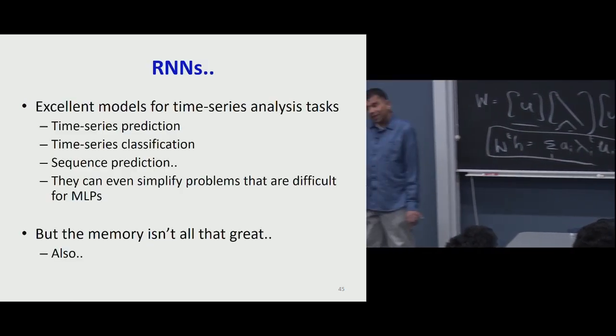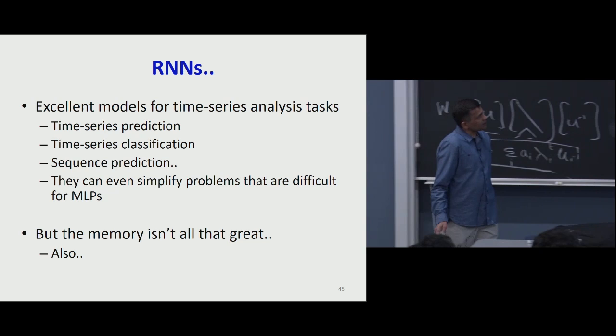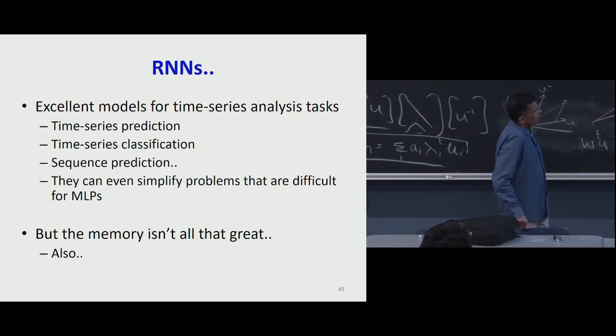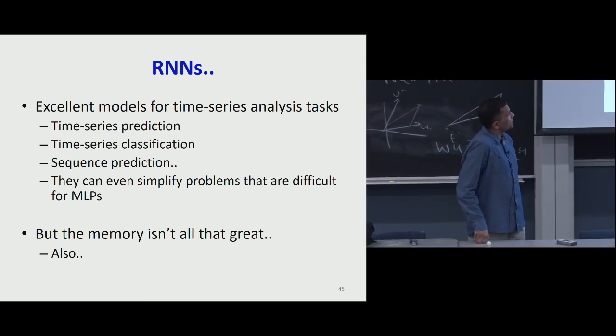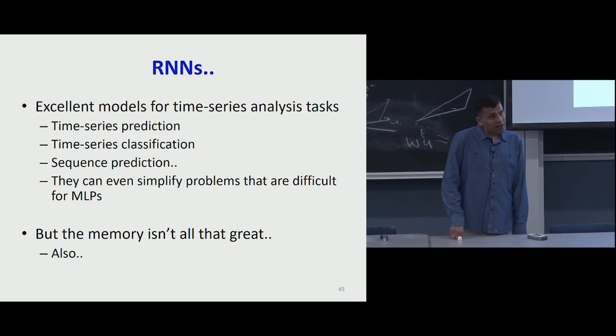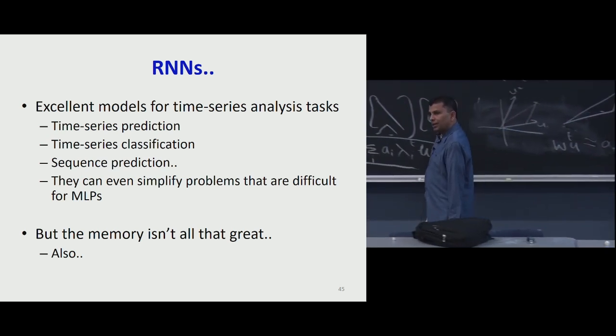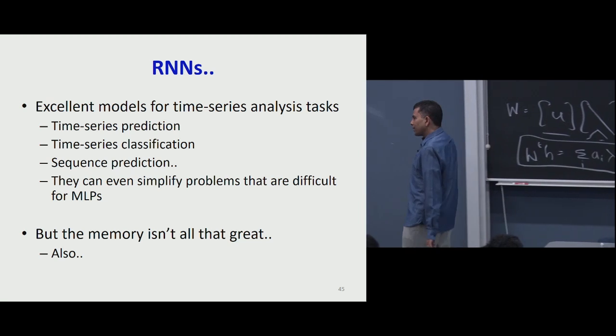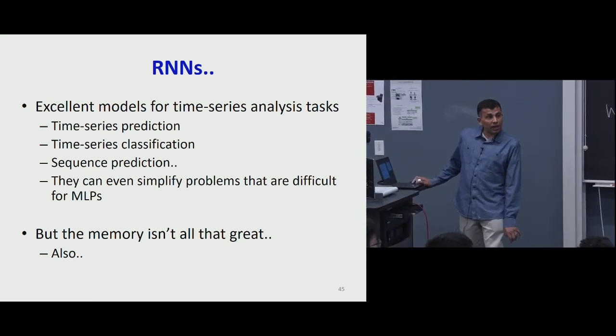RNNs are excellent time models for time series analysis, prediction, classification, what have you. They can even simplify problems that are difficult for MLPs. But the basic RNN structure has this problem. The memory is really not all that great, right? Things tend to be forgotten in a manner that depends on the parameters of the network rather than on the input.